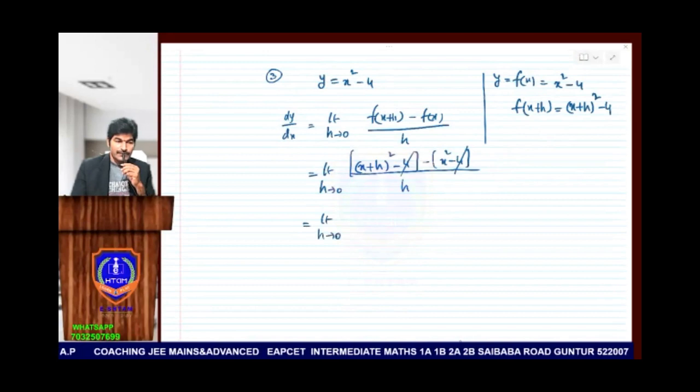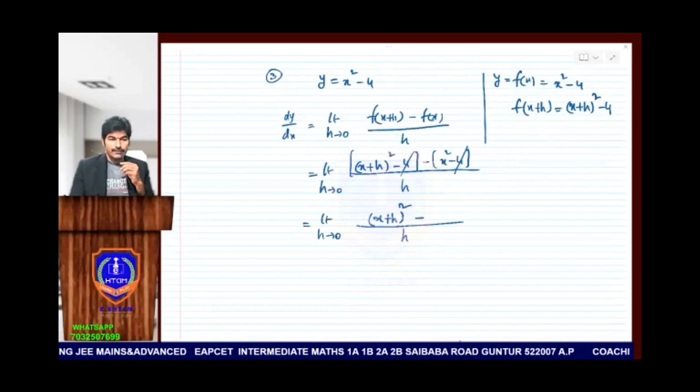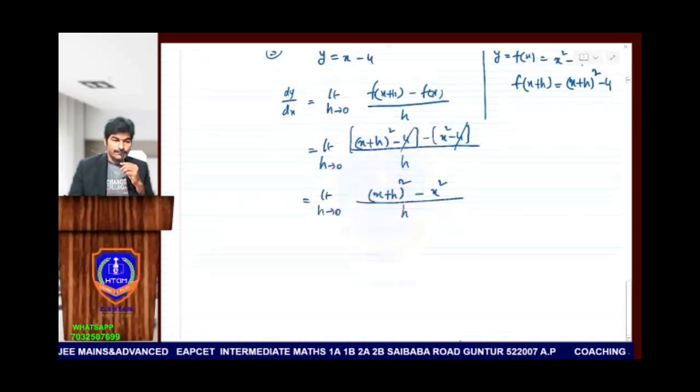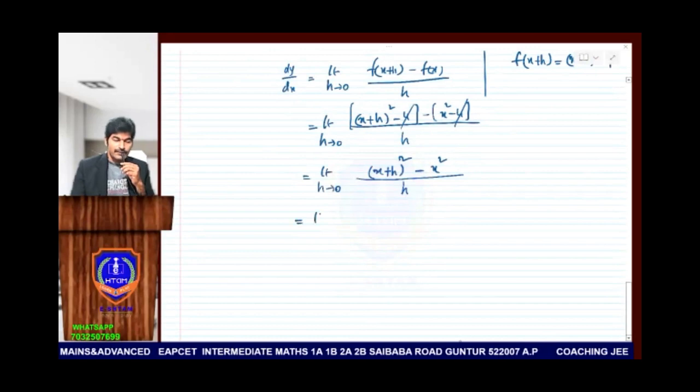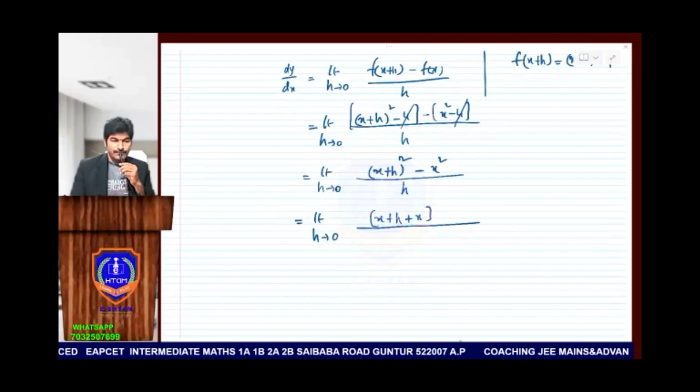Limit h tends to 0. We must write the denominator h. And what is left after cancellation? (x plus h) whole square minus x square. It looks like a square minus b square, and we know the formula of a square minus b square is (a plus b)(a minus b). That means (x plus h plus x), (x plus h minus x), whole divided by h. Plus x minus x got cancelled.